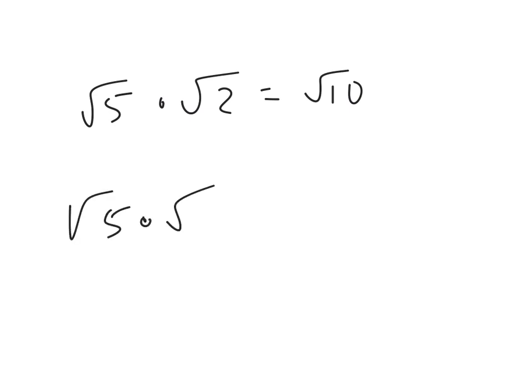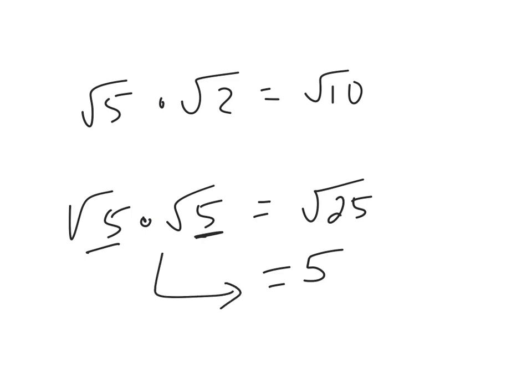Let's try another one of those. Let's go radical 5 times radical 2. That would be radical 10. What about a radical times itself? That's radical 25, but what's the square root of 25? So, wait a minute. Any radical times itself gives me the number that's underneath the radical.